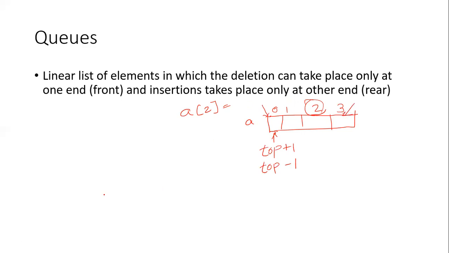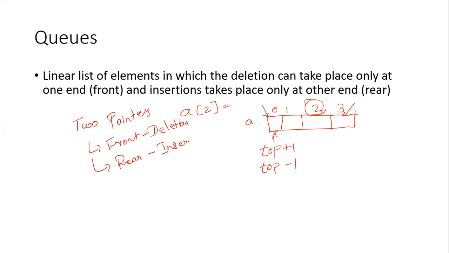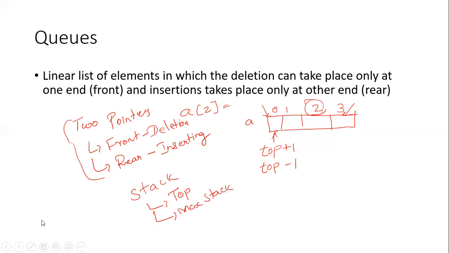So a queue generally uses 2 pointers, namely front and rear. Front is used for deletion, removing the value from the queue, whereas rear is used for inserting the value into a queue. These are the 2 pointers that we use in a queue. What about a stack? In a stack we mainly use only one pointer, which is called the top, and we use another pointer called max stack, just to monitor the size of the stack. Other than that, everything is going to be similar.